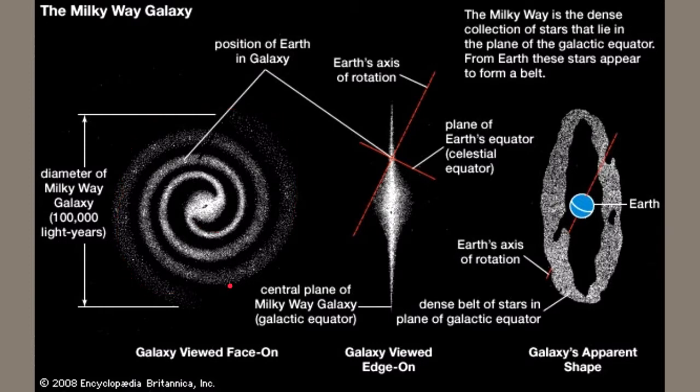So the solar system is found on its Orion arm, around 26,000 light years away from the center of the Milky Way galaxy. So this is where we can find the solar system and the Earth from the top view, and then from the side view, that is possibly where we are located. So the Milky Way galaxy is a dense collection of stars that lie on the plane of the galactic equator.